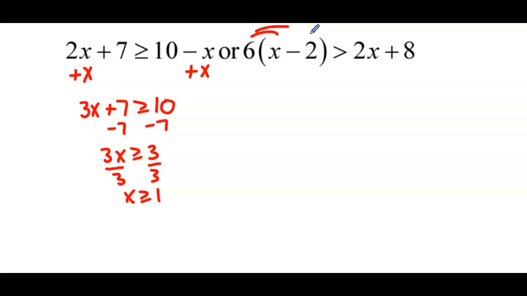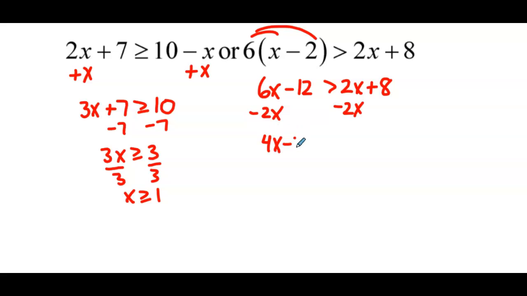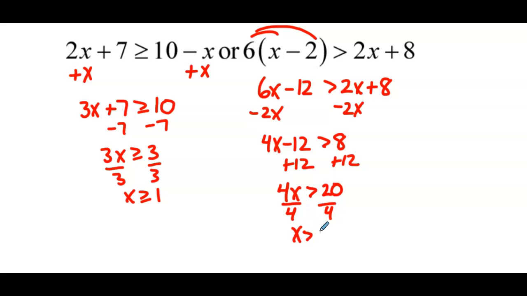And on the right side, we'll distribute the 6. 6x minus 12 is greater than 2x plus 8. Subtract 2x from both sides. 4x minus 12 is greater than 8. Add 12 to both sides. 4x is greater than 20. Divide both sides by 4. x is greater than 5.